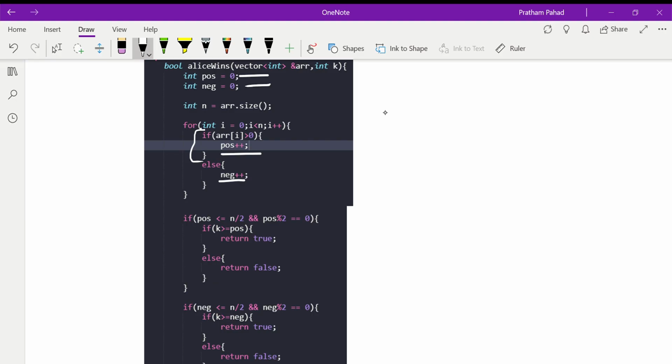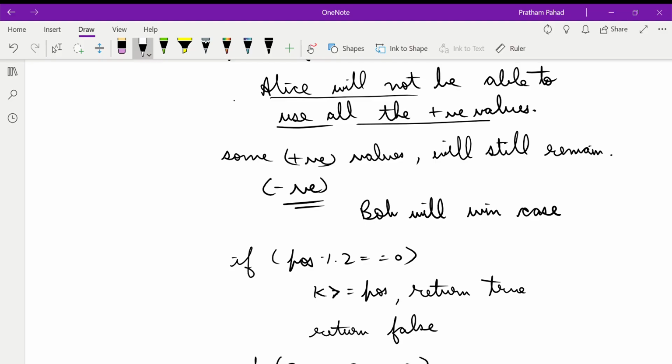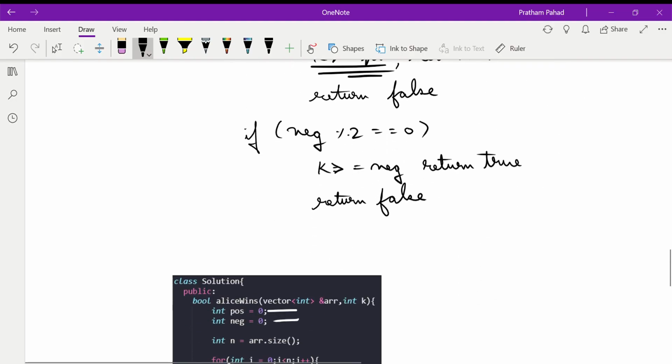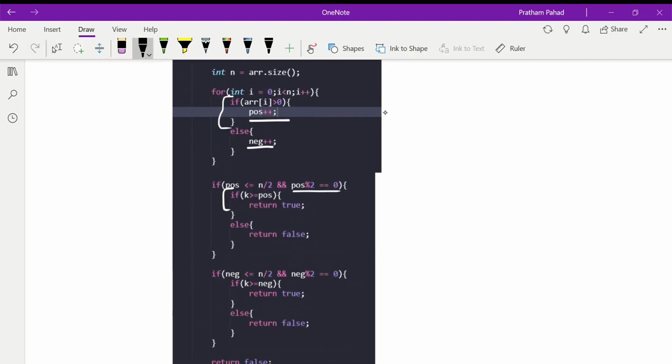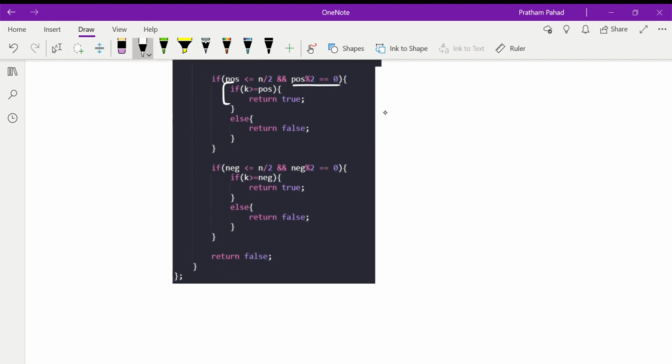Next, if my positive count is even, then I'll check if my k is greater than or equal to positive or not. We discussed above that if our k is greater than or equal to positive, we'll return true. Otherwise, we'll return false, as we will not be able to use all the positives. Now, next thing is if our negative is even and k is greater than or equal to negative, we'll return true. Otherwise, we'll return false.